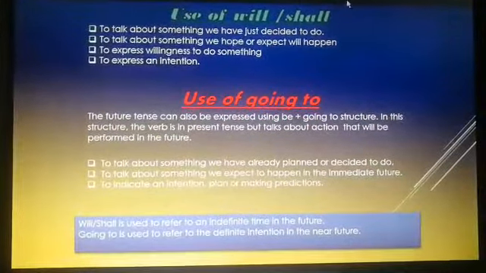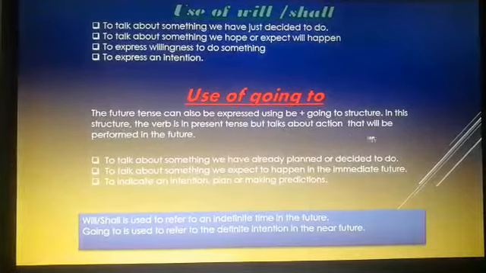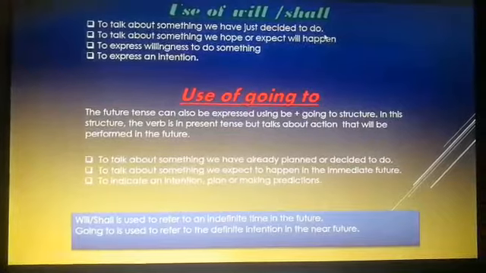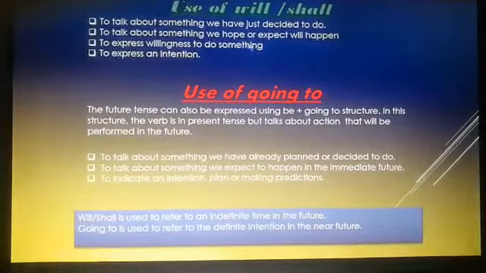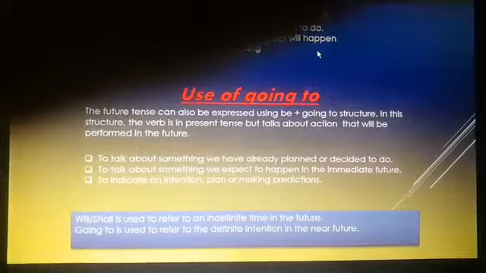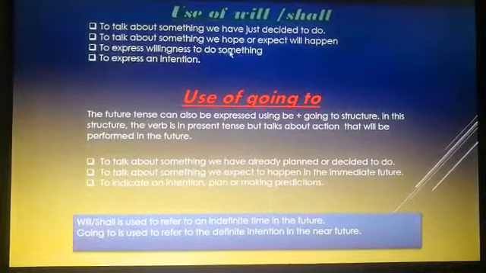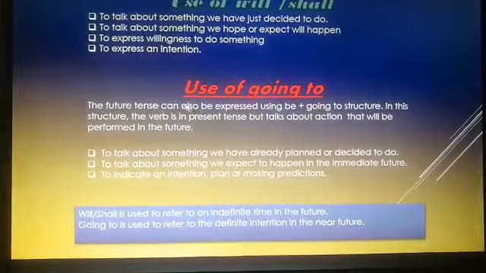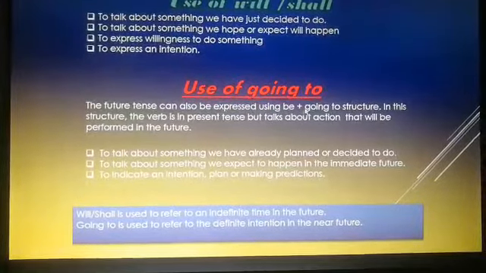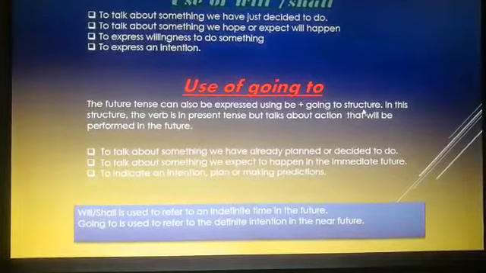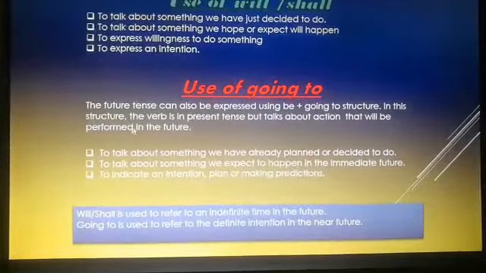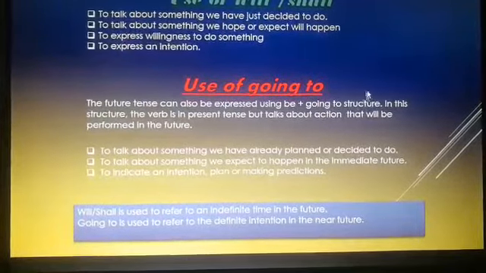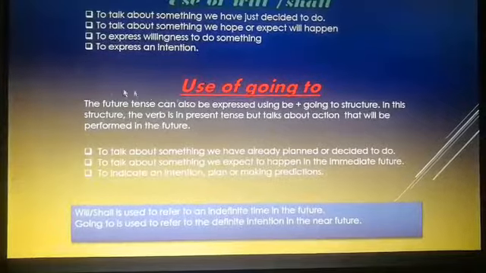Now we'll see the use of will, shall and the use of going to. So will and shall is used to talk about something we have just decided to do, to talk about something we hope or expect will happen, to express willingness, to express an intention. And use of going to, it can be expressed using be plus going to structure. And in this structure, the verb is in present tense, but talks about action that will be performed in the future.